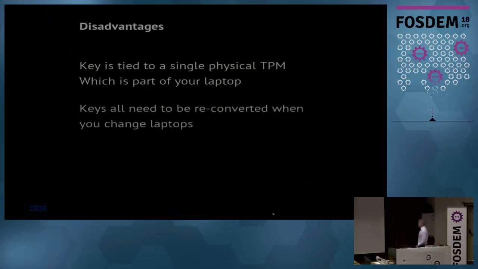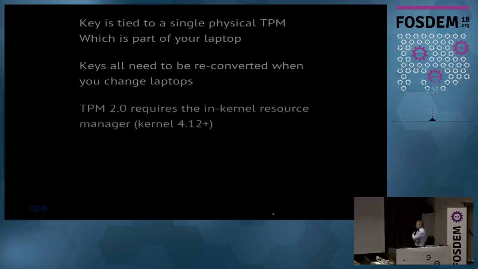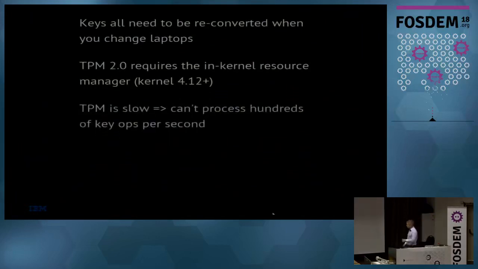This is unfortunate. That means that you have to have proper discipline about key backup handling. And the keys have, therefore, to be reconverted to TPM form every time you change laptops. If you have more than one laptop, you have to convert to TPM form on all of those laptops. And TPM 2.0 does require the in-kernel resource manager if you have a lot of keys. You'll just run out of TPM memory if you try and use it with a huge number of keys without the resource manager. The final thing is the TPM is slow.